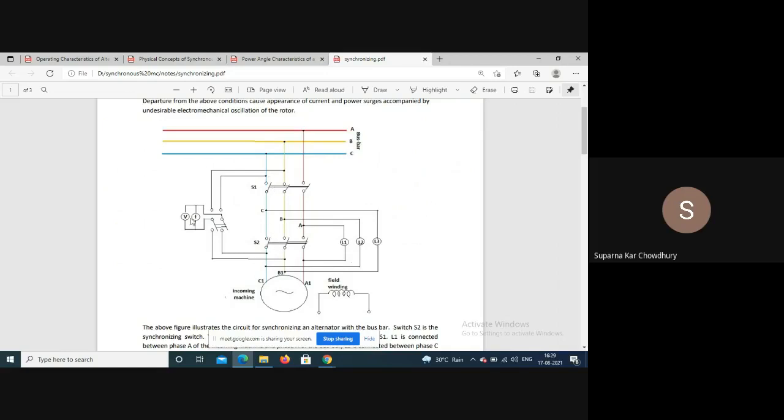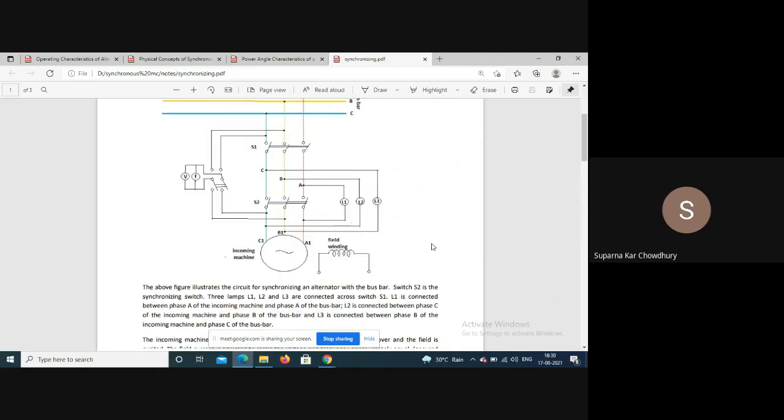And there is a voltmeter and frequency meter which is connected across this DPDT switch. So when it is connected on this side, it will give the bus bar voltage and frequency. When connected on this side, it will give the incoming machine voltage and frequency. This is the basic arrangement for synchronization.